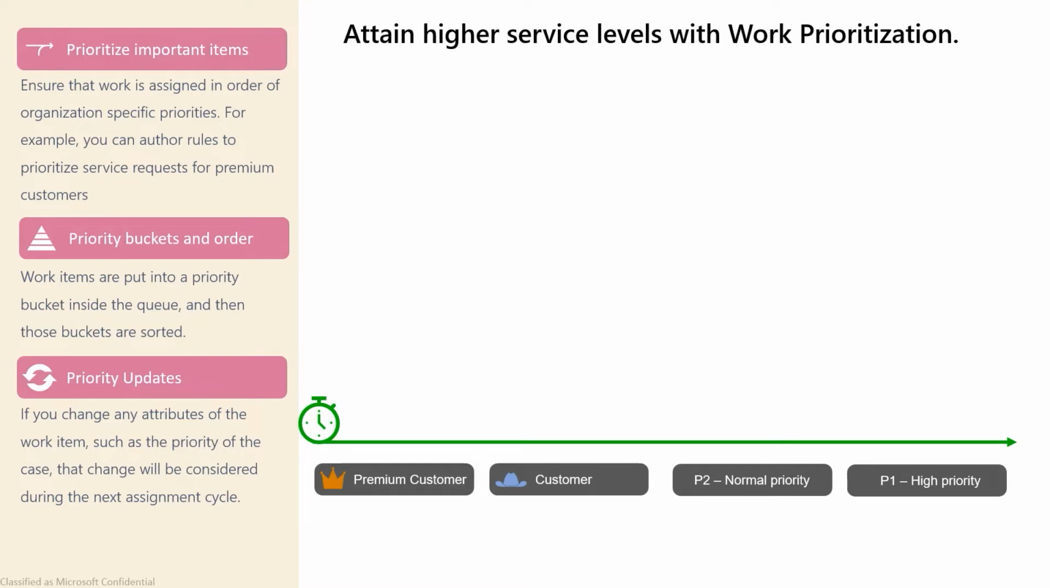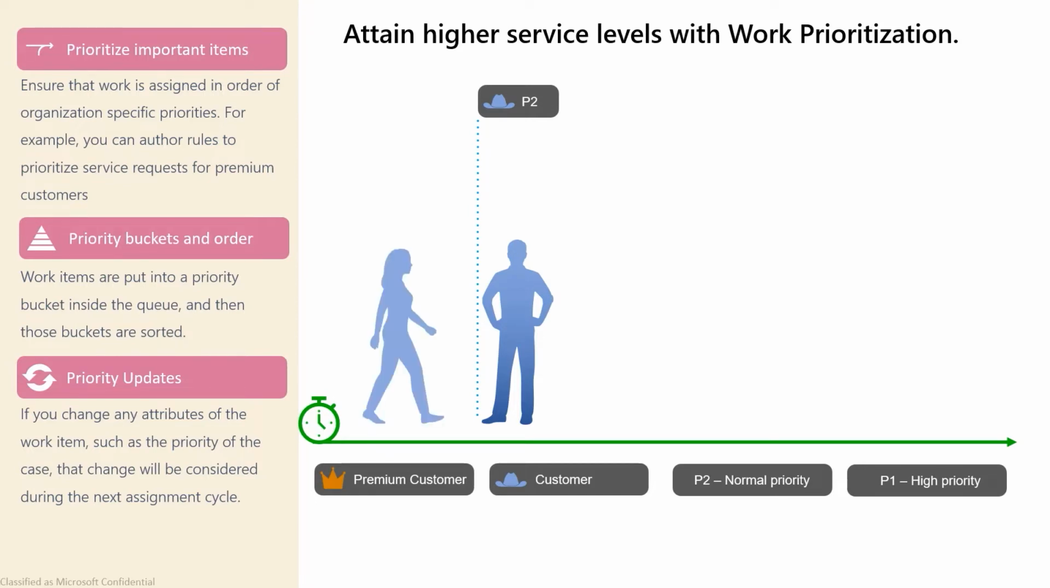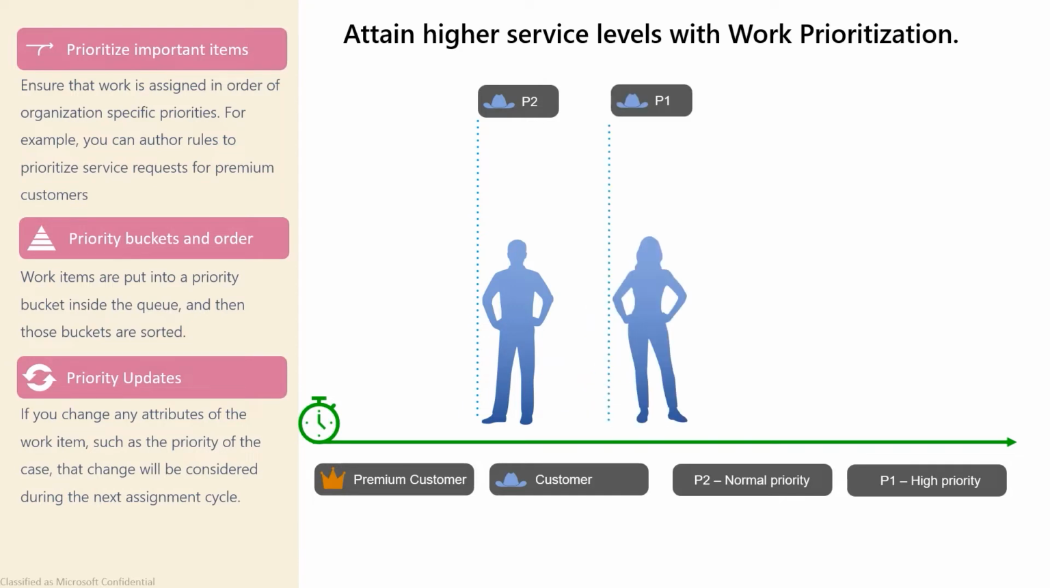See, at the beginning, let's say a P2 work from a normal customer arrives and is queued up. Few minutes later, a P1 case from a normal customer comes up. Earlier, it would have been queued up after the previous case, but as it is higher in priority, it will be moved ahead of the queue.